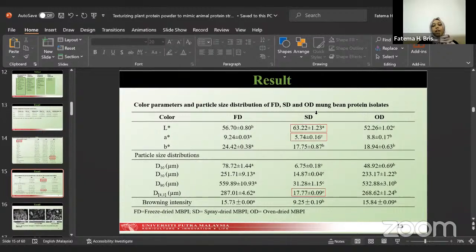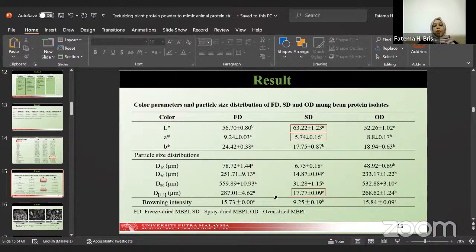Then some color properties. We have a whitish appearance for the spray drying sample, while a mild brown color for freeze dry. And for oven dry, it's a very, very dark color because the drying condition was quite long, and there is a possibility of brown color pigment formation through the Maillard reaction. That's why we got very dark color pigment formation, which is not suitable for meat analog or any other kind of analog because it doesn't look appealing at the end.